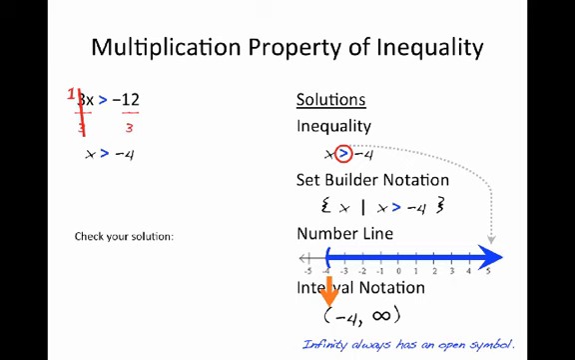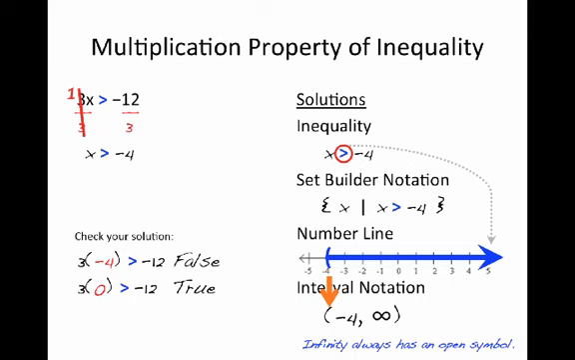We can check our solution also. If we use the value of negative 4, notice that 3 times negative 4 is equal to negative 12. So if we had an equation, that would make a true statement. But negative 12 is not greater than negative 12. It's a false statement. It's a good way to check your work, because if you replaced the inequality with an equal sign, you would have a true statement. Because it's an inequality, though, this is false. That's why we use the open symbol in our notation.